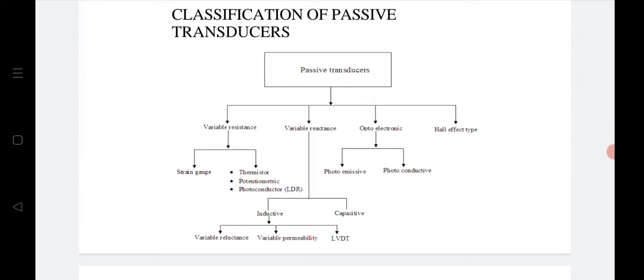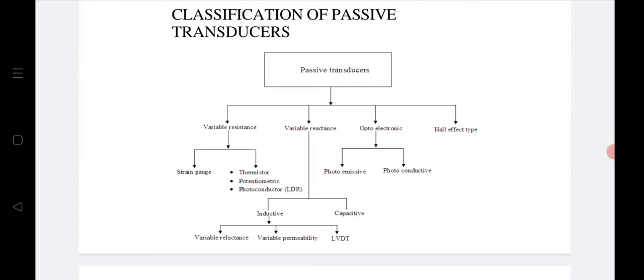Then when you go to variable reactance, reactance means both inductance and capacitance come into the picture. So variable reactance is again classified into inductive and capacitive. In the inductive type we have variable reluctance, variable permeability, and LVDT, linear variable differential transducer. The next one is optoelectronics.